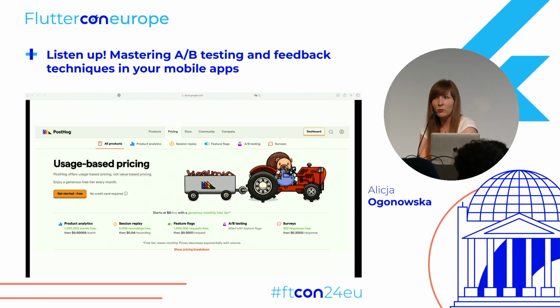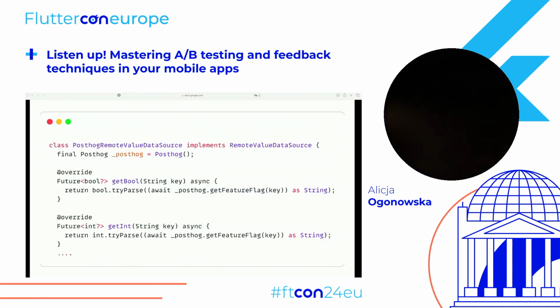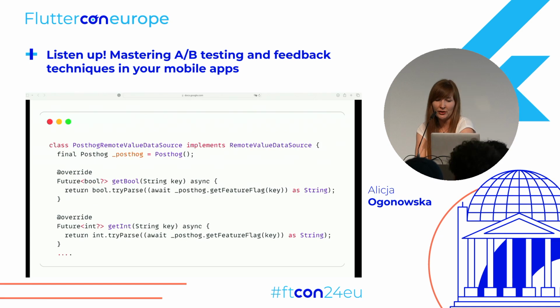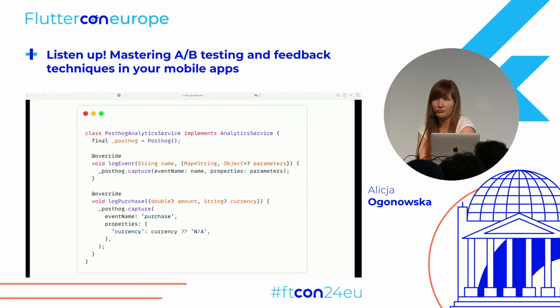So I already had all my code ready. All I had to do is inject a different class for the remote value data source. So this is just the way how you get the feature flag from PostHog. They are all stored as strings. So if I want to keep on using the booleans, I have to do that on my own, but that is still fine. And analytics, it looks just the same. It just uses capture instead of log event. So if you implement that once generically, then you shouldn't have any problems with switching to a different provider later.